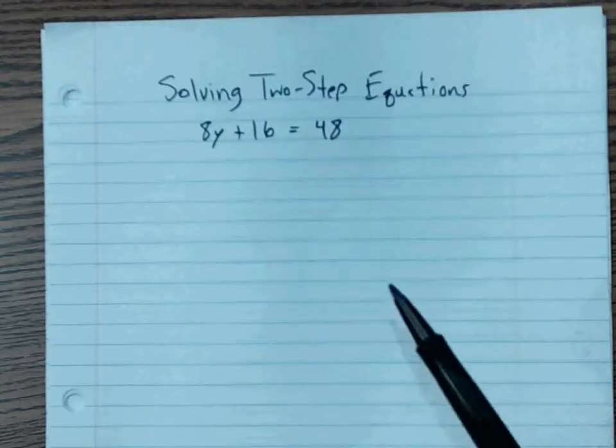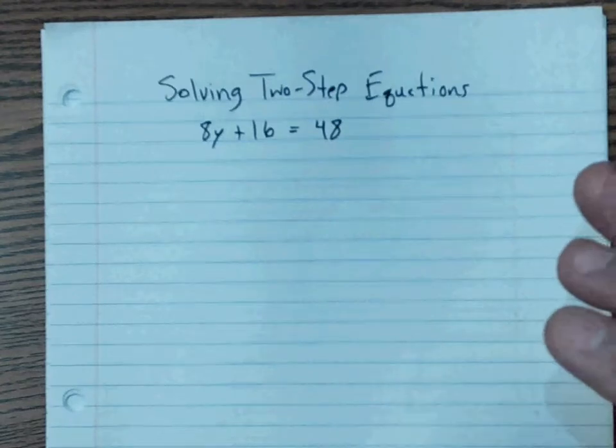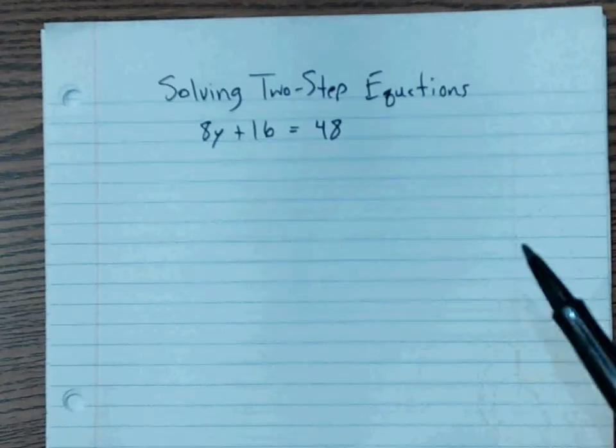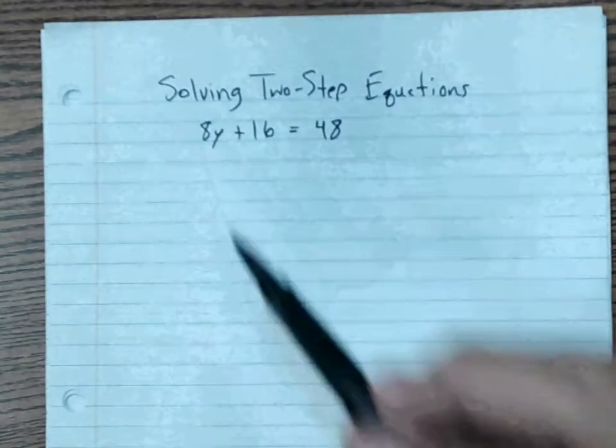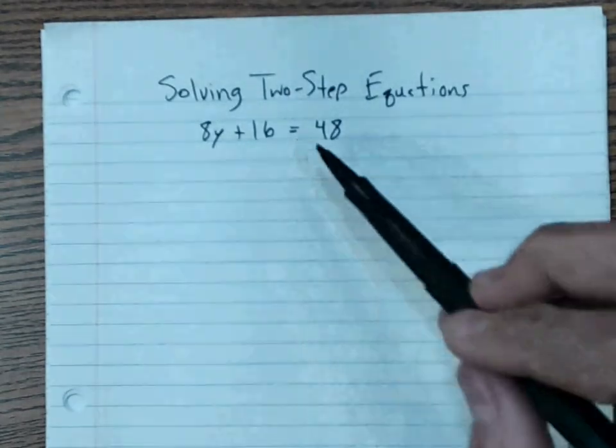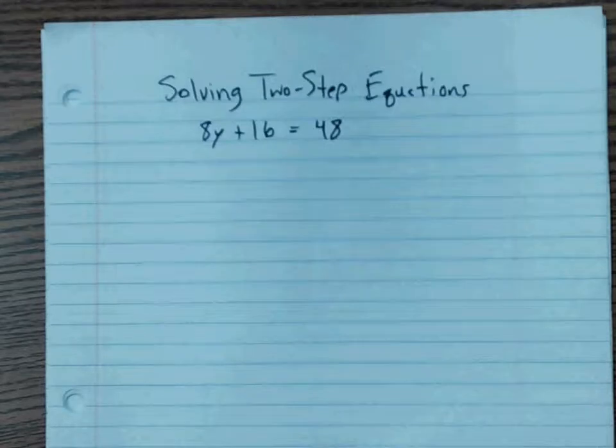We got an equation. We got 8y plus 16 equals 48. Your ultimate goal whenever solving an equation is you want to know, well, what is y equal to? What's being multiplied to 8, and then add 16, that equals 48. That's ultimately what you're doing when you're solving an equation. Although it's called a two-step equation, I like to add a couple more steps, but you're going to see that those steps are really quick and they're really important.